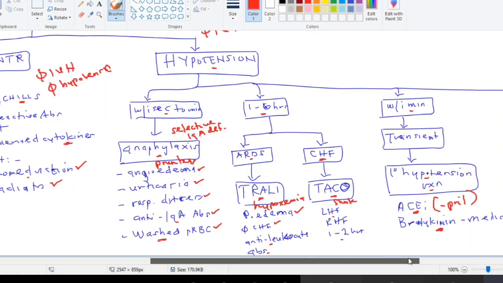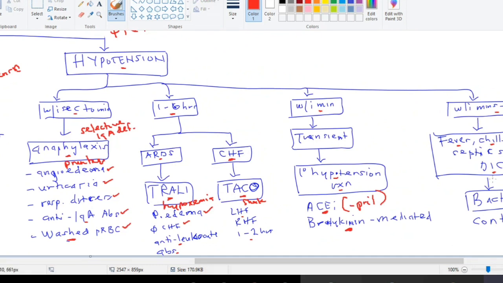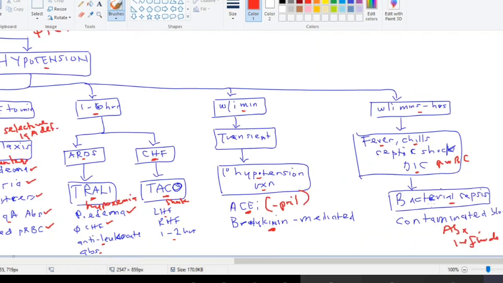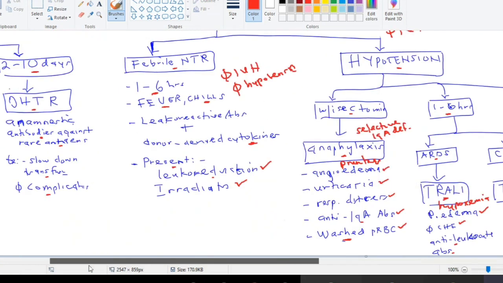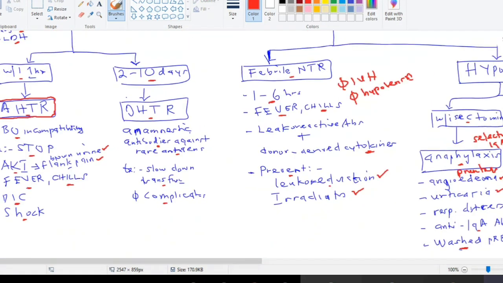If they're hypotensive now, depending on the time and other symptoms, you can determine if it's because of anaphylaxis, if it's immediate. If within 1 to 6 hours, either TRALI or TACO. If they have evidence of heart failure, it's going to be TACO. If they have evidence of pulmonary edema or lung injury, it's going to be TRALI. If the patient has transient hypotension that got better spontaneously, it's a primary hypotension reaction. And if we see evidence of sepsis, then it's going to be bacterial sepsis or infection. So that is going to be transfusion reactions. Guys, good, excellent.